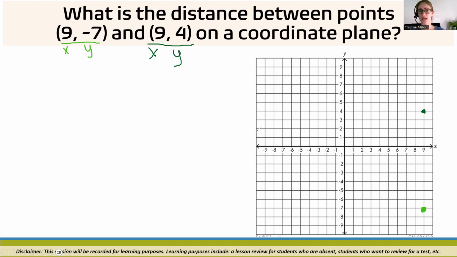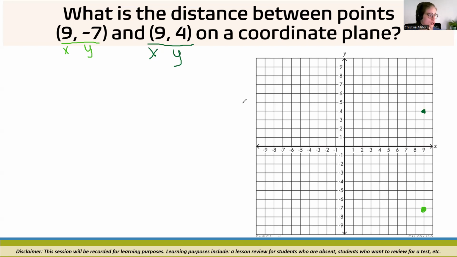Now we're being asked to find the distance. If we recall from first semester, another thing that we work with that involves distance is absolute value, because absolute value is distance. It doesn't matter that one of these is located at a +4 on the y and one's located at a -7. We want to know how far apart they are. What is the distance? So our answer will be a positive value.